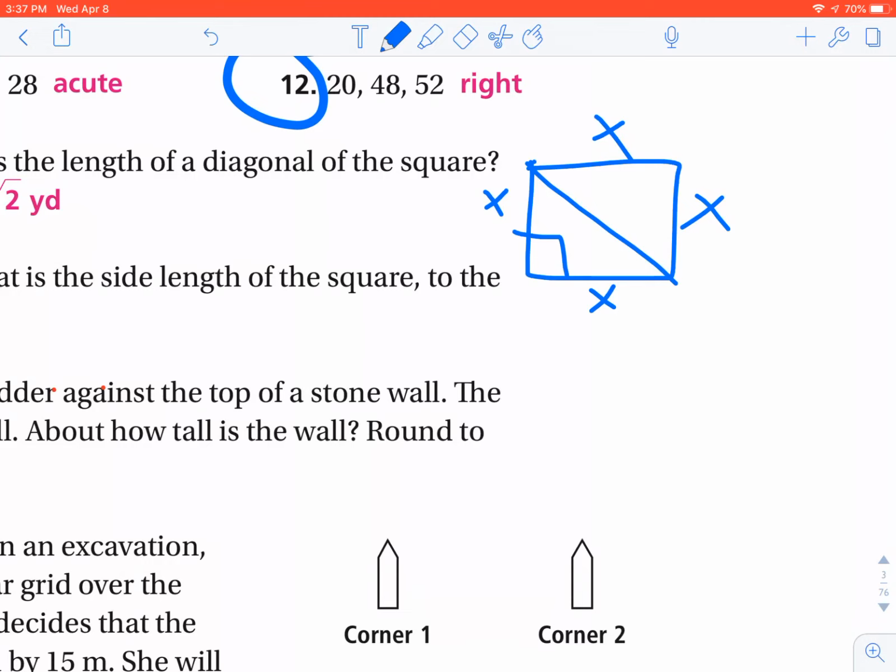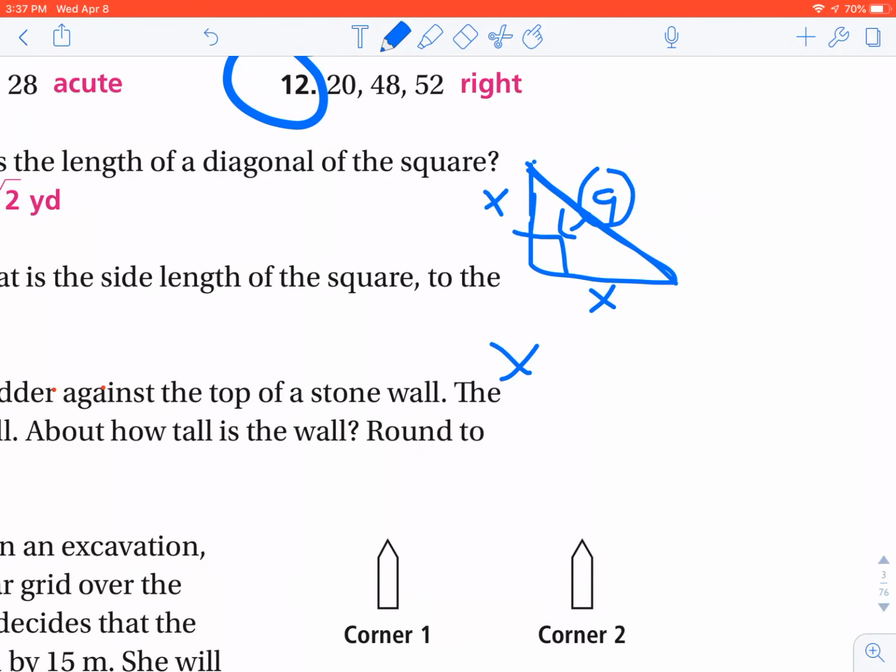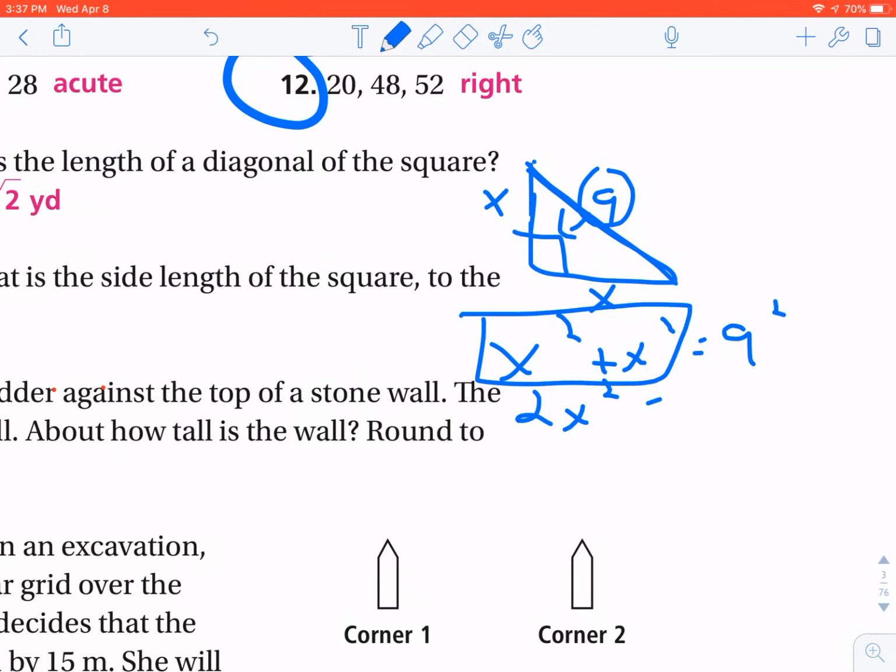I'm only going to draw one, and I'm going to again work on this triangle down here on the bottom left. Okay, so I don't need this information. I'm just going to focus here. So to set this up, again, 9 is the hypotenuse because it is across or opposite of that right angle. x squared plus x squared is equal to 9 squared. I add these together to get 2x squared is equal to 81.